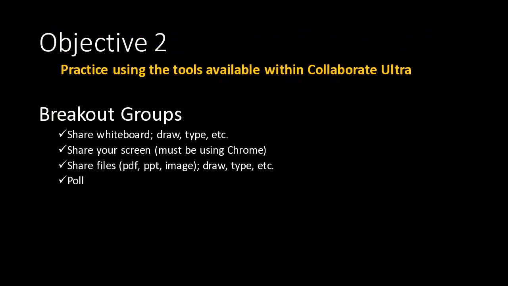All right, Objective 2, practice using the tools available within Blackboard Collaborate Ultra. So in this, you'll see we're going to breakout group now, and you'll be able to share your whiteboard, share your screen, and share files, and poll. We're going to do some practice. So once we get into the breakout groups of 2 or 3, have the chance to do one of these tools or 2 of these tools and test it out. A moderator will be in each of the breakout groups, so feel free to ask them questions if you have them.